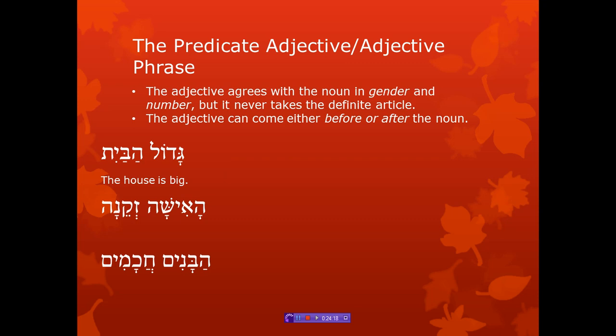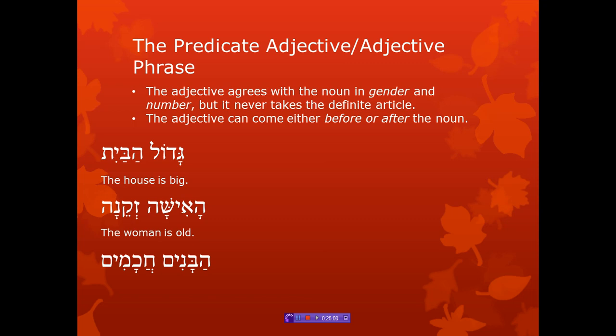Ha'isha zakena. We know isha, the woman. Ha is the definite article. Zakena is the adjective for old. What do you notice about this? Again, there's a definite article on Ha'isha, so we know it's the woman, but there is not a definite article on Zakena. So we know this is a predicate adjective. It's going to create its own verbless sentence, and so we would translate it as: the woman is old.